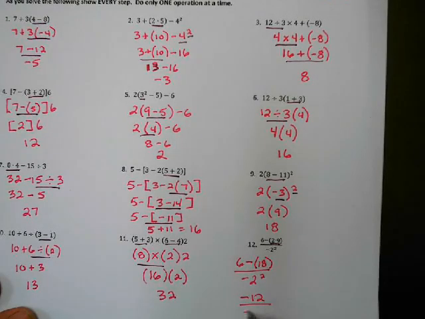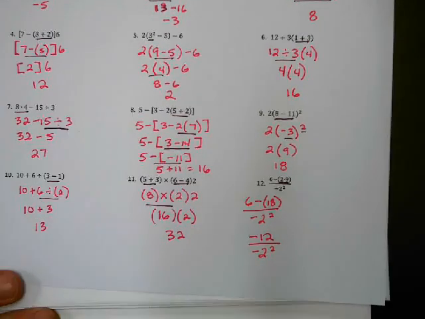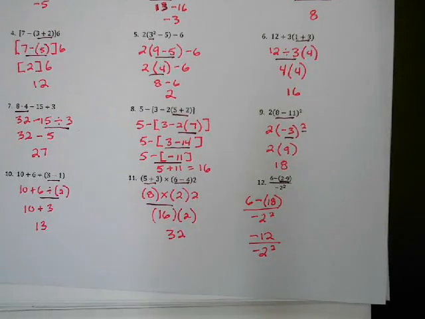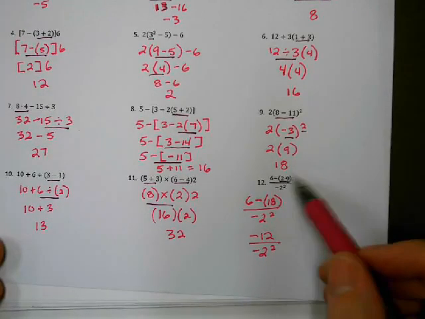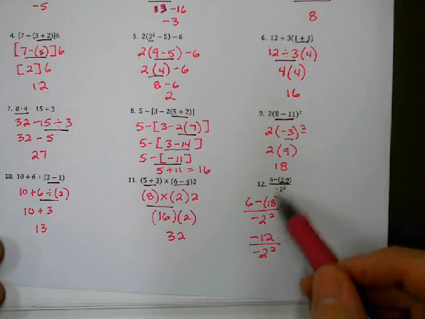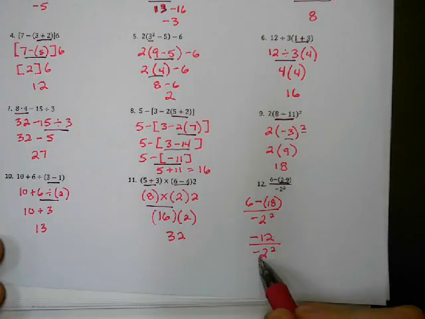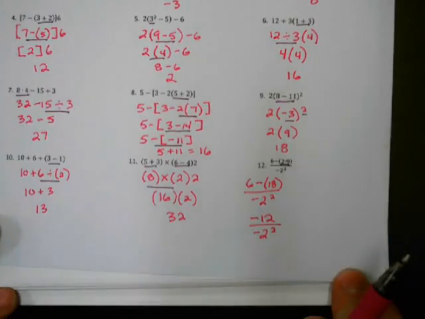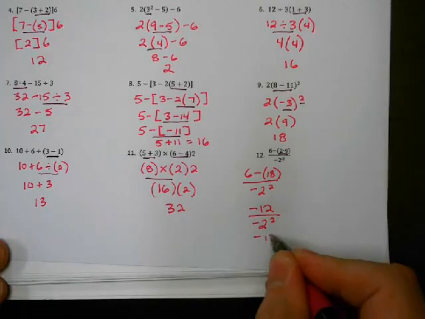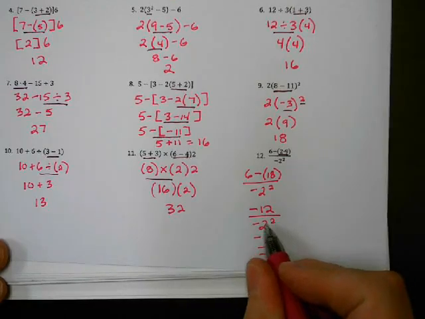So you can see there that I have gone through, I have reduced, simplified, combined the like terms, done the order of operations in the numerator. Now I'm going to do the denominator. So I've got negative 2 to the second power. Notice there's no parentheses, so only the 2 gets squared. So that's going to end up giving us negative 12 over negative 4. It's just 2 times 2 and then it's negative because there's no parenthesis around this negative.